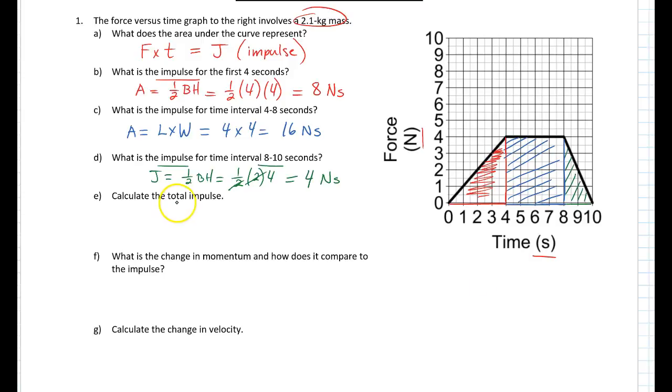Now we're looking for the total impulse between 0 and 10 seconds. Since we've already calculated them individually, let's just add them up. That's 8 plus 16 plus 4. That's 28.